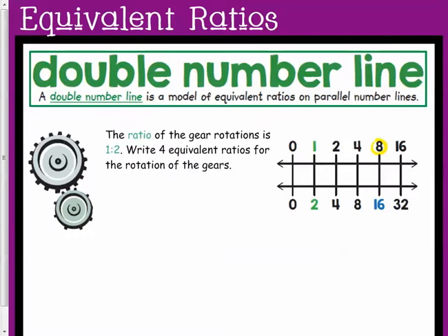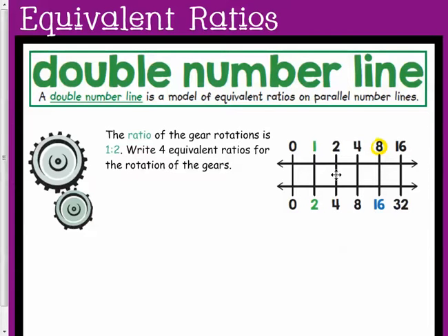Okay, so what we can use to help us find equivalence is a double number line. A double number line is a model of equivalent ratios on a parallel number line. For example, the ratio of gear rotations is 1 to 2. Write 4 equivalent ratios for the rotations of gears. So we start at 0 and we put the 1 to 2 ratio because it's the simplified one. I'm going to increase this by 1 over here, and every time this increases by 1, this increases by 2. So 1 and I double it, that's 2.